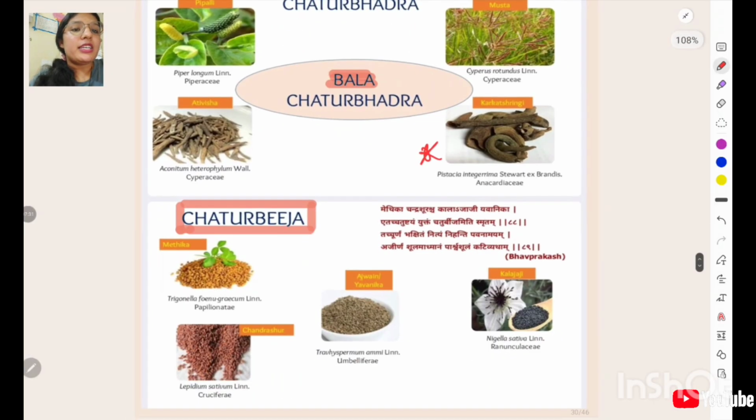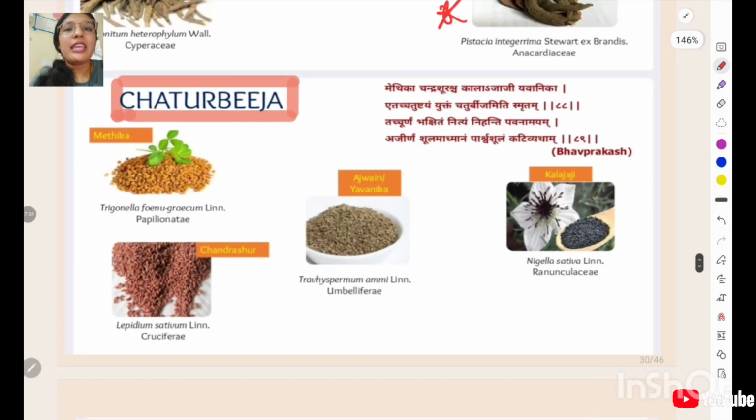Next is Chaturbija. Nowadays you can see everyone talking about flax seed, chia seed, pumpkin seed and all. In Ayurveda also we have this seed concept, and the 4 important seeds explained under the heading of Chaturbija are Methika, Chandrashura, Yavanika or your Ajwain, and Kalajaji, that is Kalonji. Methika is simple methi. So these 4 constitute the Chaturbija.